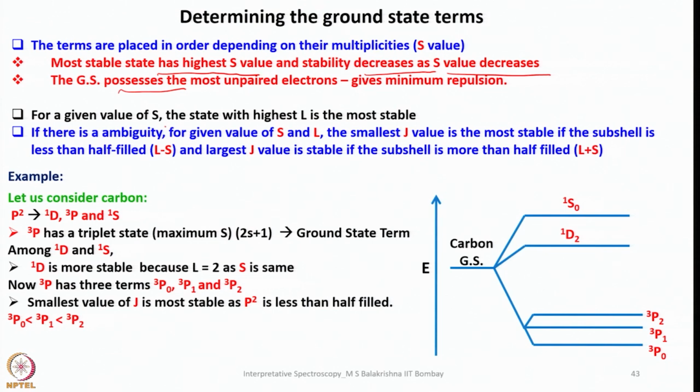For a given value of S, the state with the highest L is the most stable. Let us say I have two systems, both with the same multiplicity 2S plus 1. In that case, we have to give priority to the highest L value, which is the most stable.